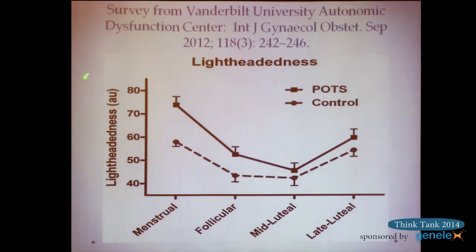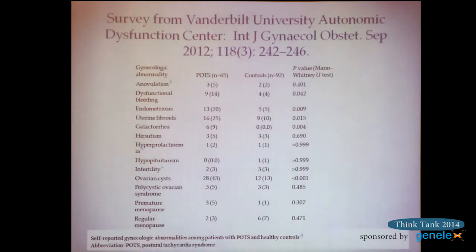It really doesn't mean much except that what this means is that the POTS patients up here had a higher score of lightheadedness during their menses than the control group. But generally speaking, the control group still felt a little bit more lightheaded during their menses than they did when they weren't bleeding, but the POTS patients had significantly more severe symptoms during those times. So we definitely know that patients with POTS have a tremendously worse time controlling their hormones.